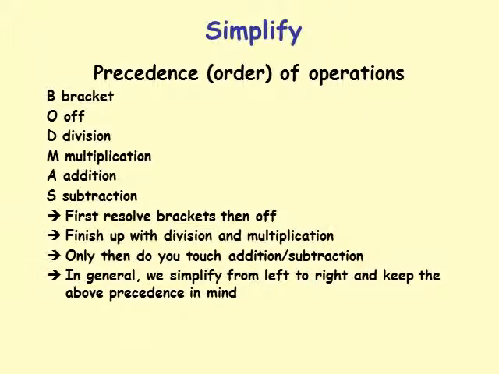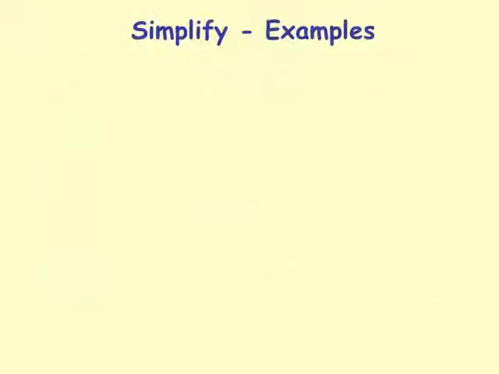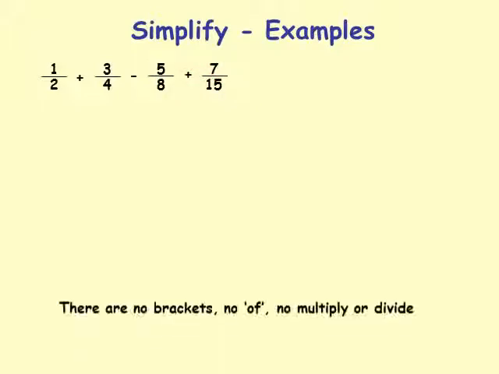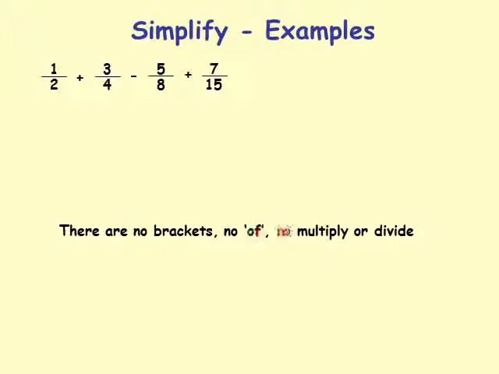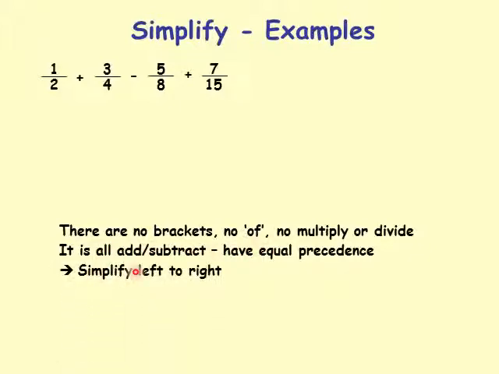Okay, let's continue. We have to consider this order when we simplify an expression involving of, parentheses, multiply, divide, and add, subtract. In general, we simplify from left to right and keep the above precedence. For example: 1/2 plus 3/4 minus 5/8 plus 7/15. There are no brackets, no of, no multiply or divide. It's all add and subtract, and they all have equal precedence, so we simplify from left to right.